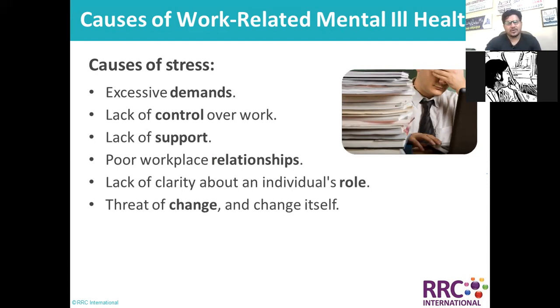Lack of control over work, lack of support, poor workplace relationships, lack of clarity about an individual's role, and threat of change and change itself. So these are some of the causes of stress or work-related mental ill health.